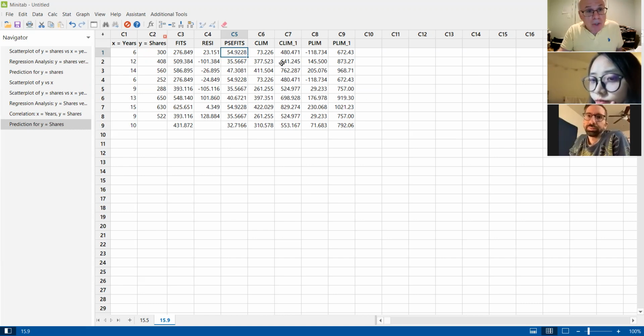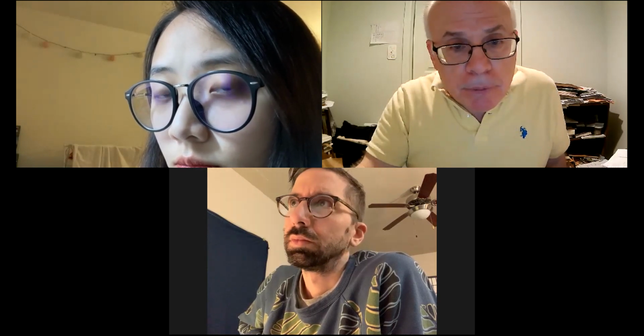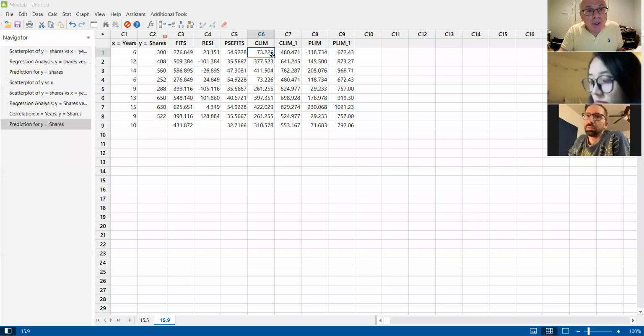So let's look at the confidence interval for when x is equal to 6. We see that the lower end is 73.226. Let's go back to the Excel spreadsheet and see if it matches. Here it is, 73.226. Okay, so it comes out pretty well, doesn't it?